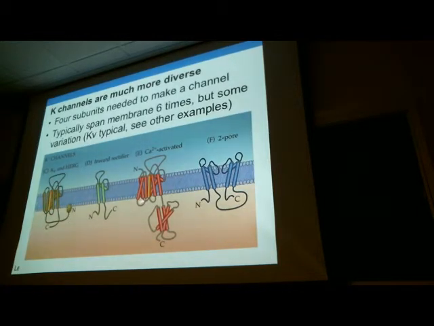Okay, but then there's a number of varieties. The calcium-activated potassium channel, what's called an inward rectifier. We're not really going to talk about that. This two-pore channel is the one that was recently identified as the leak channel. Okay, it tends to be not voltage sensitive.